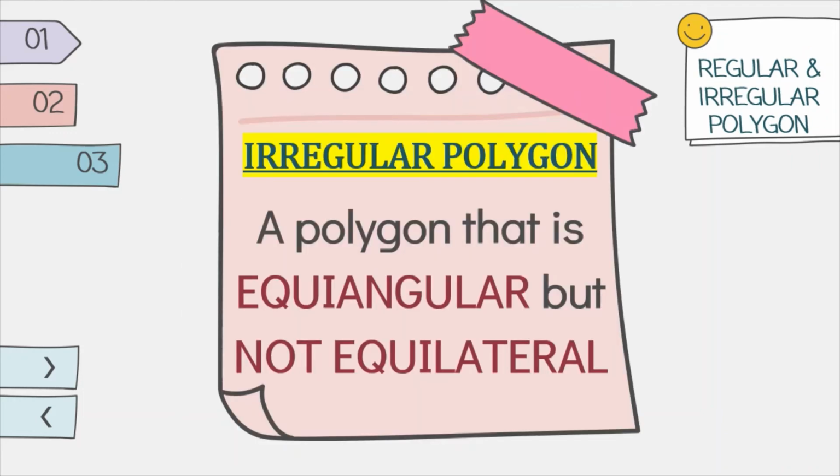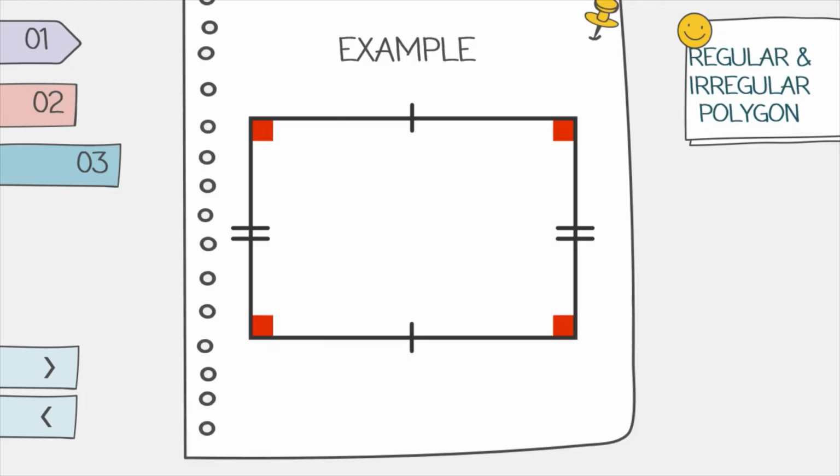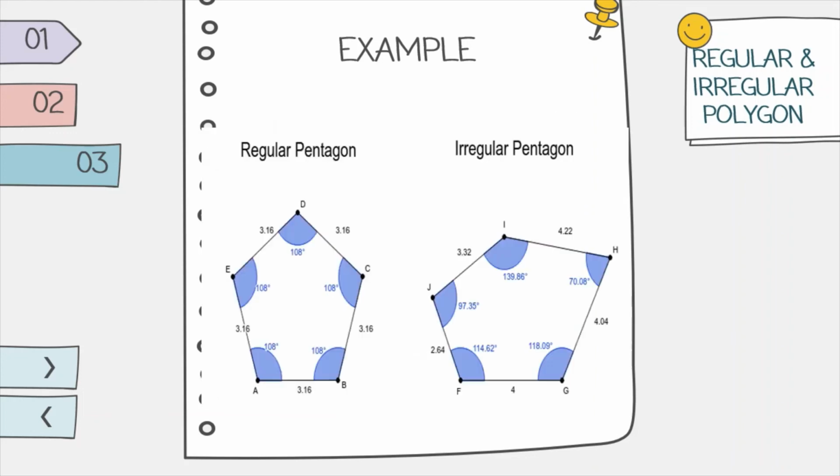So, what is an irregular polygon? A polygon that is equiangular but not equilateral. For example, this one. Yung sides niya ay hindi congruent, pero yung angle niya ay congruent. Okay? So, equiangular siya, pero hindi siya equilateral. Pero meron ding instance na irregular siya kung iba-iba lahat, pati sides niya hindi pare-parehas, yung angles niya hindi rin pare-parehas. That is also an irregular polygon. Katulad ng example na ito, this is a regular pentagon and this is an irregular pentagon.